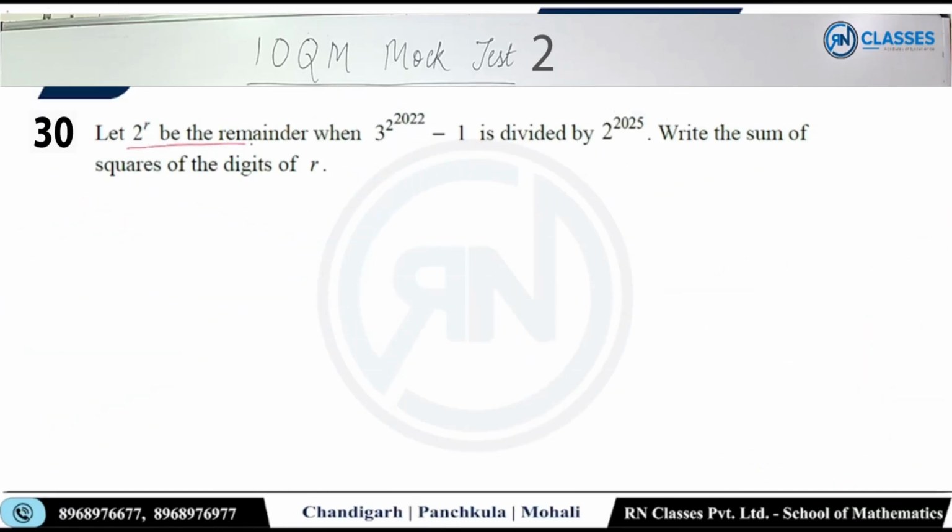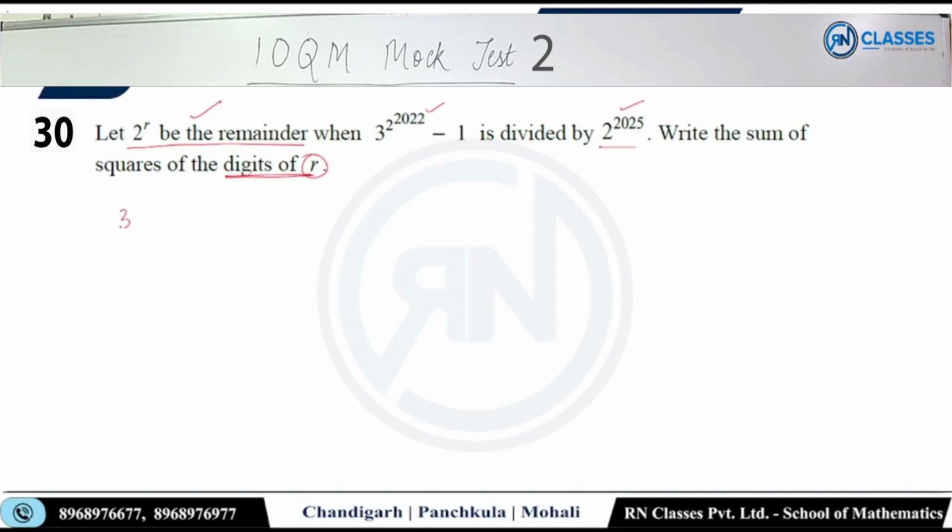Let r be the remainder when 3 raised to the power 2 raised to the power 2022 minus 1 is divisible by 2 raised to the power 2025, मतलब ये next year. ठीक है? Write the sum of squares of digits of r. ठीक है? मतलब कि r निकालना पड़ेगा, फिर जो भी उसके डिजिट्स होंगे उनका स्क्वायर करके सम करना है. तो मतलब कि r निकालोगे तभी कुछ होगा. ठीक है? रिमाइंडर दिया हुआ है, आपके पास डिविडेंड दिया हुआ है, डिवाइजर दिया हुआ है. मेरे ख्याल से सबको पता था. आई एम गोइंग टू यूज डिवीजन एल्गोरिथम.